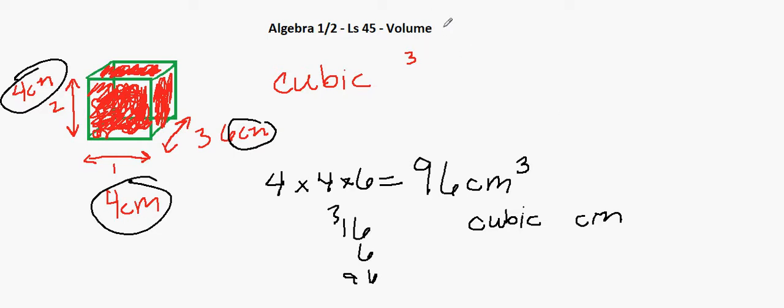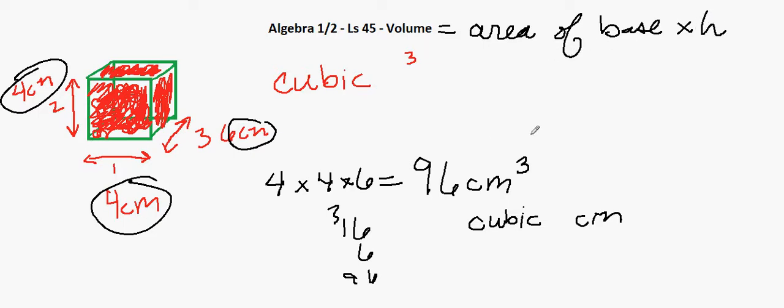So volume is area of the base times the height of a solid. So you might get skittish when you see a volume of a shape like this, where it's real odd looking. Right? But all we need to do is find the area of the base and then multiply it by the depth.